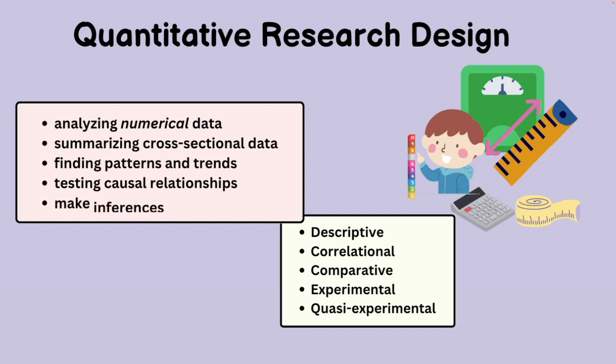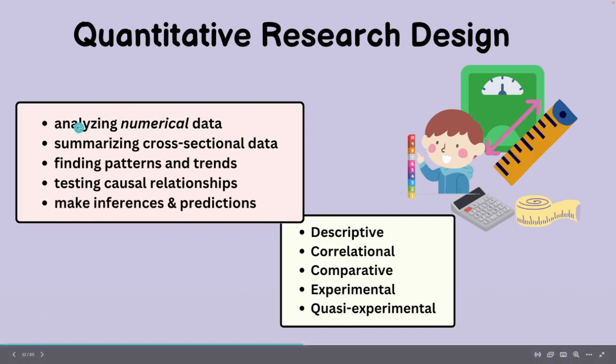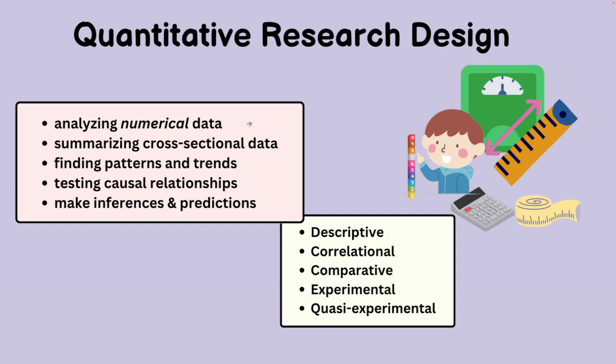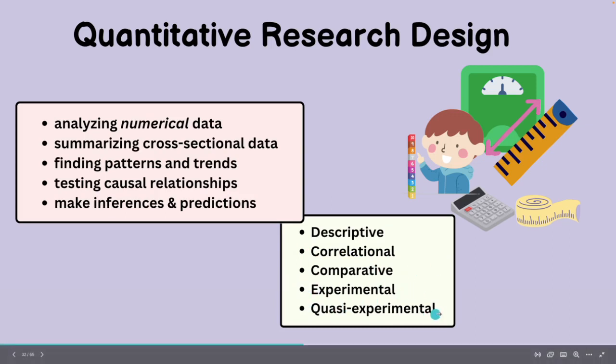The quantitative research designs are numerical; they use and analyze numerical data. It will summarize cross-sectional data, find patterns or trends in the data, or test relationships in the data, or you can use the analysis to make inferences and predictions from the data to the general population. And so the different types of quantitative research designs are descriptive, correlational, comparative, experimental, or quasi experimental.